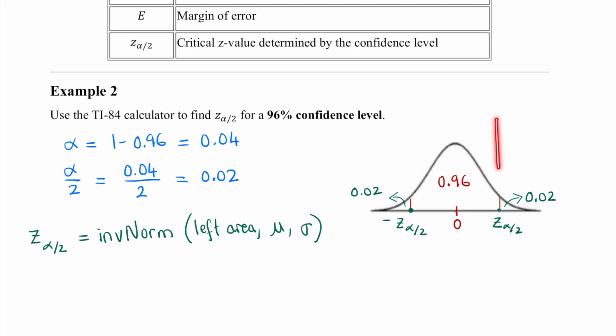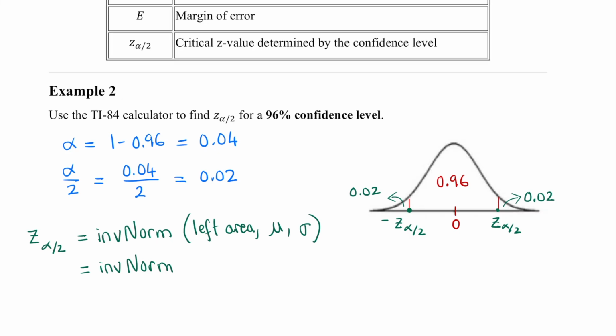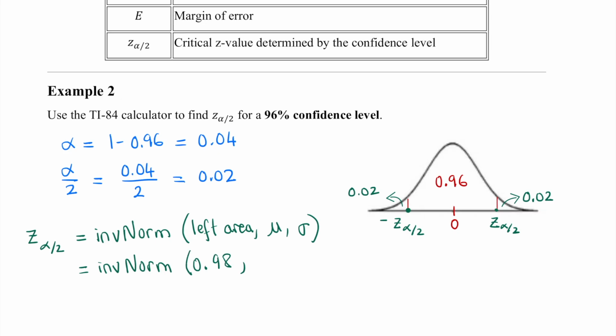This is where z sub alpha over 2 is. The area to the left of this number is everything to the left, which is 0.96 plus 0.02, which is 0.98. For the standard normal distribution, the mean is 0, and the standard deviation is 1.